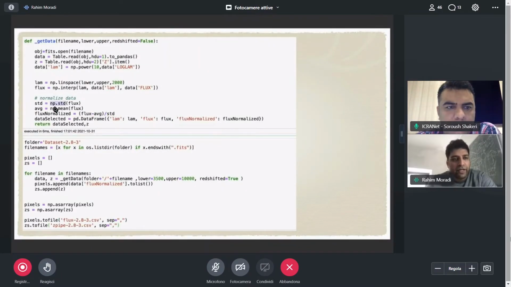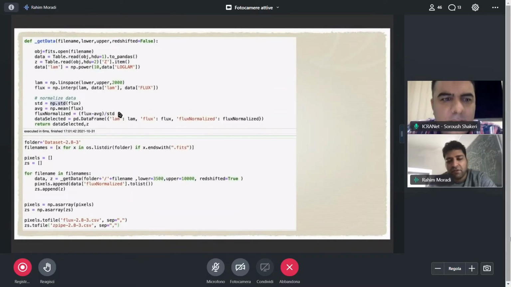And this is the code that we have prepared. It reads all the data that we have downloaded, and then it reproduces it based on this normalization: flux minus average over standard deviation. In principle, you can work with whatever you want, but it must make sense and it must not give you strange values. But this one is also a matter of experience.